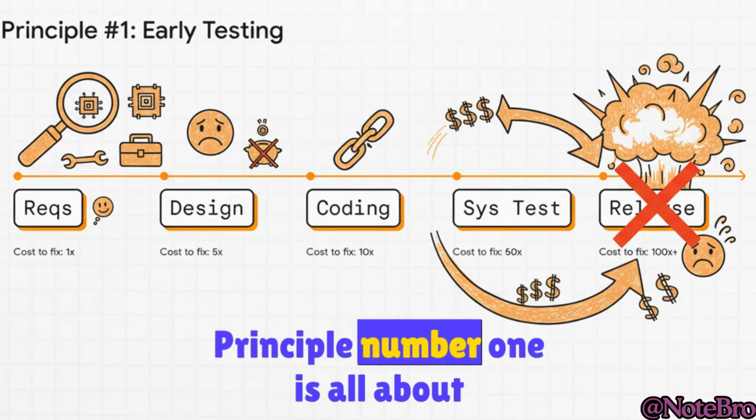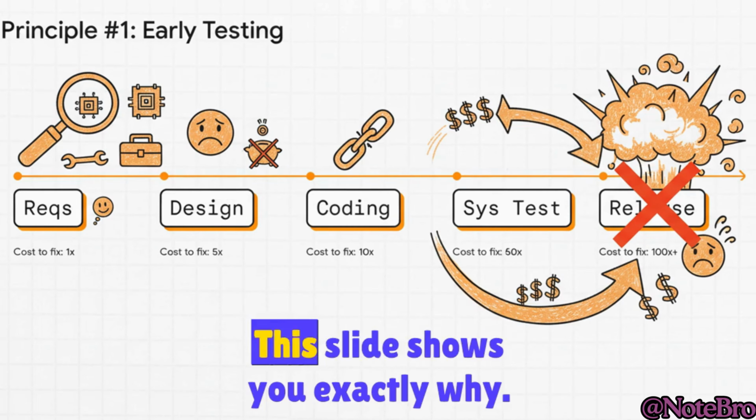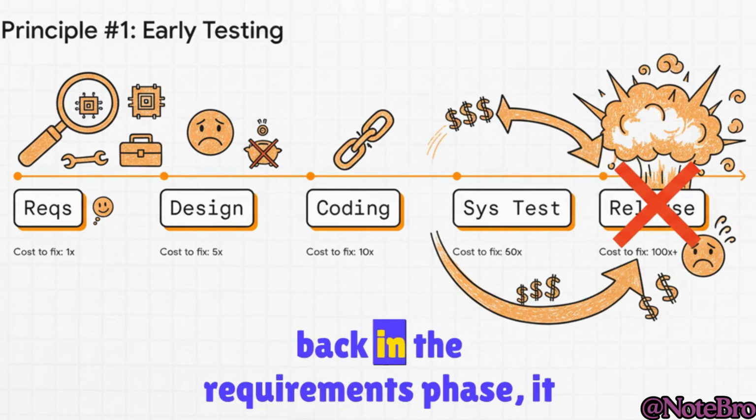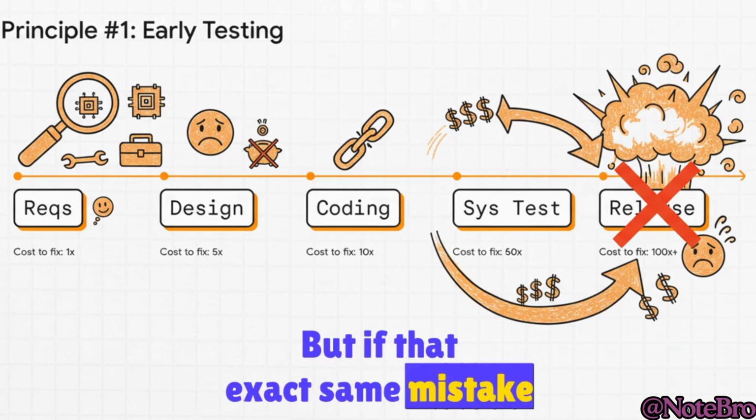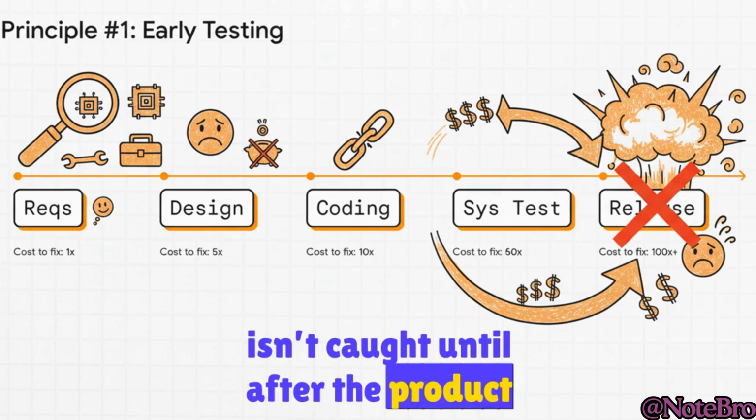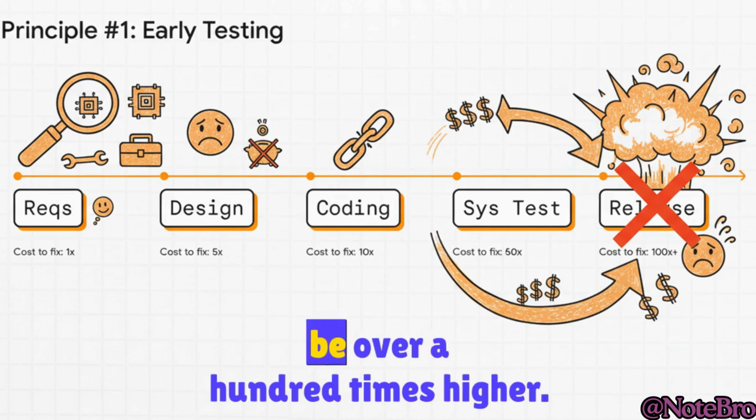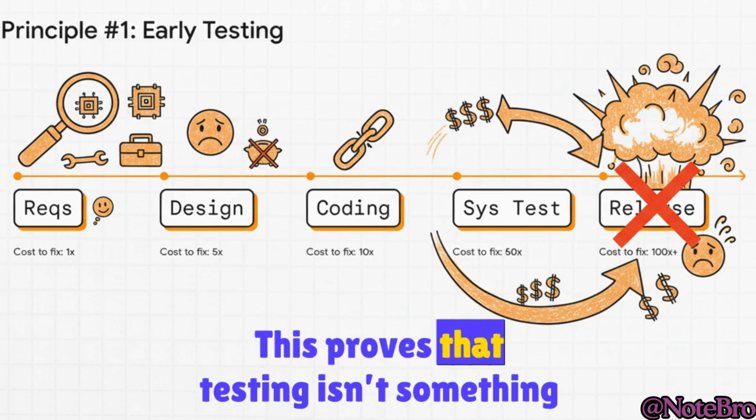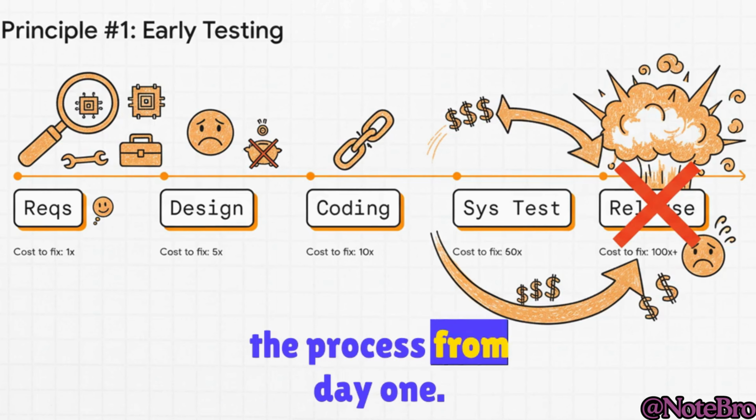All right, principle number 1 is all about timing. Test early and test often. This slide shows you exactly why. If you find a mistake way back in the requirements phase, it's super cheap to fix. But if that exact same mistake isn't caught until after the product has been released to the public, look at that. The cost to fix it can be over 100 times higher. It's just incredible. This proves that testing isn't something you just tack on at the end. It has to be part of the process from day one.